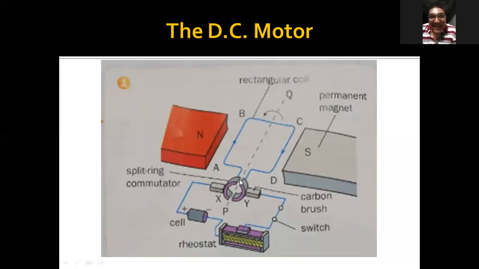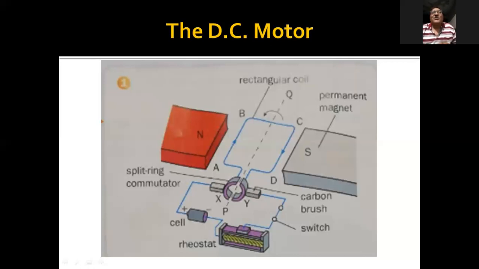And here we have gaps. You can see here we have gaps. So when this coil rotates, and when the coil becomes vertical, at that moment these rings will also be rotating with the coil. So when this DC side is on the top and the AB side is at the bottom, the coil will be in the vertical position, and these gaps will come in front of these carbon brushes.